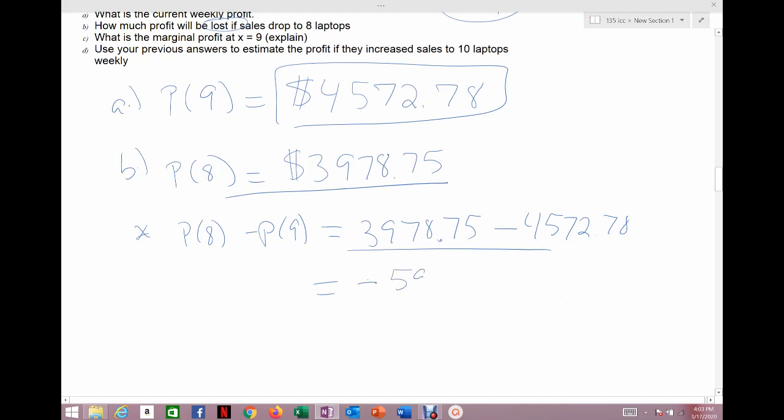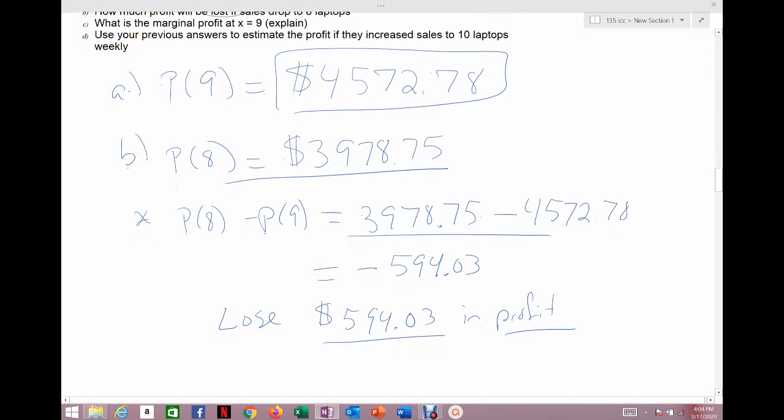negative 594.03. So they lose $594.03 if they drop from 9 to 8. All right, so that's exactly how much they lose.